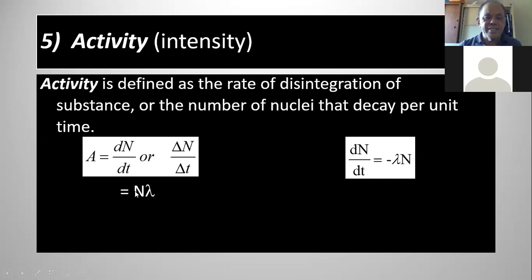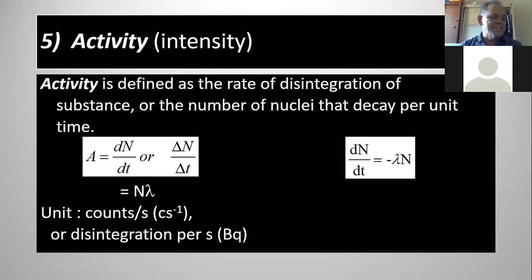We can find activity either by measuring the number of particles emitted per second, or we can just take the number present times the decay constant. Usually it's called counts per second, or Becquerel, or per second, or disintegrations per second. These are just various units. Same thing, same unit.